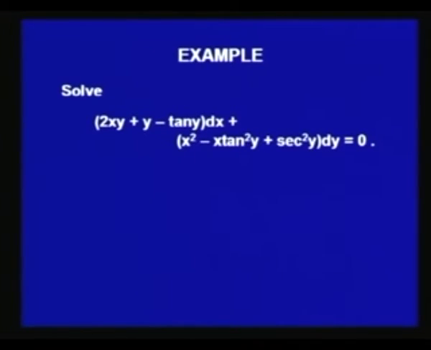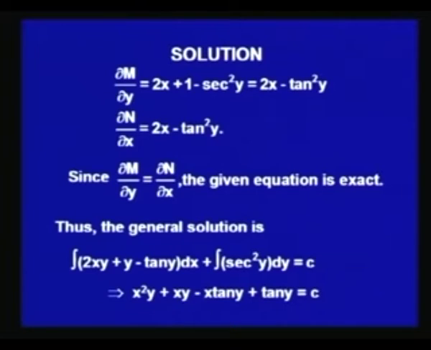Now, let us take an example of an equation of this type: (2xy plus y minus 10y) dx plus (x square minus x 10 square y plus sec square y) dy equal to 0. So, here M is equal to 2xy plus y minus 10y, and N is equal to x square minus x 10 square y plus sec square y. When we find the partial derivatives of M and N with respect to y and x, we shall have delta M over delta y equal to 2x minus 10 square y, and delta N over delta x equal to 2x minus 10 square y.